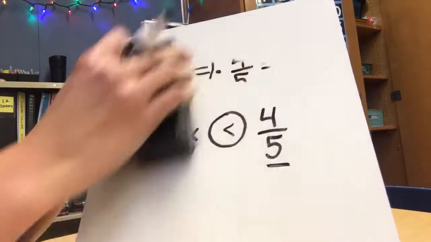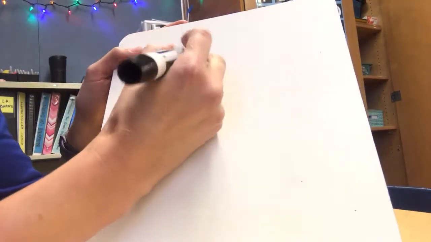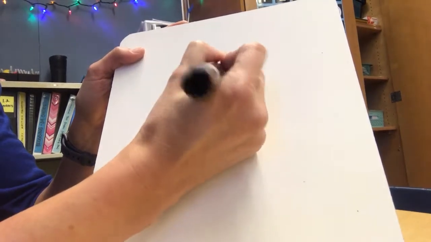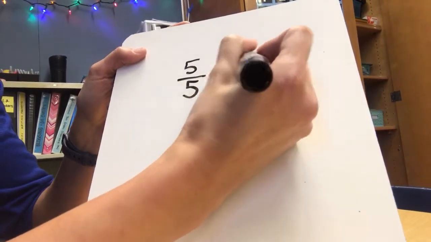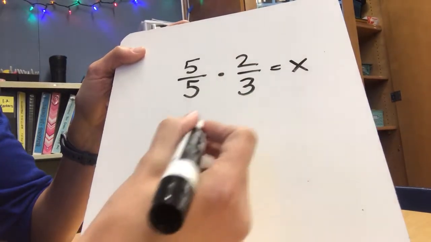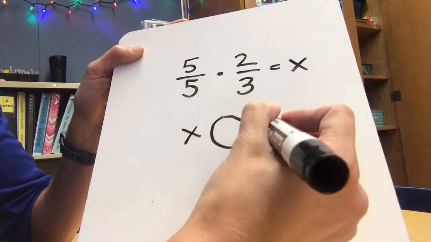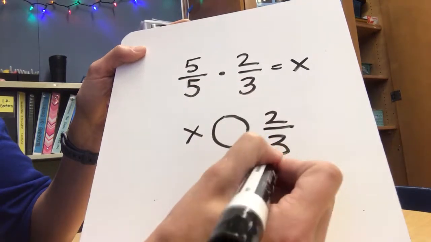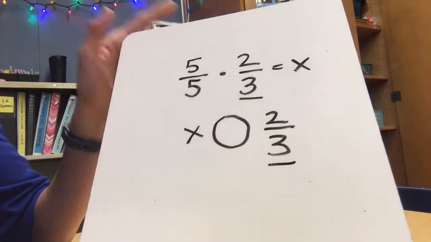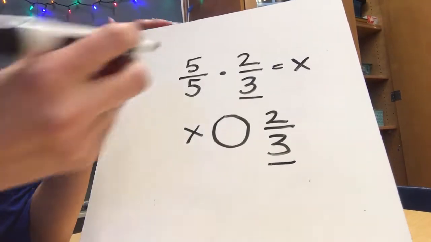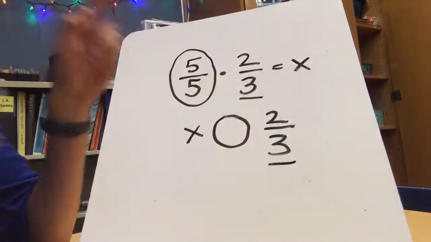Let me show you another example, a different situation. Here we've got 5/5 times 2/3 equals x. Now I want to decide if x is greater than, less than, or equal to that second factor, 2/3. So again, I'm just going to underline that, and I'm going to focus on the number that we're multiplying that fraction by. Here we're multiplying it by 5/5.